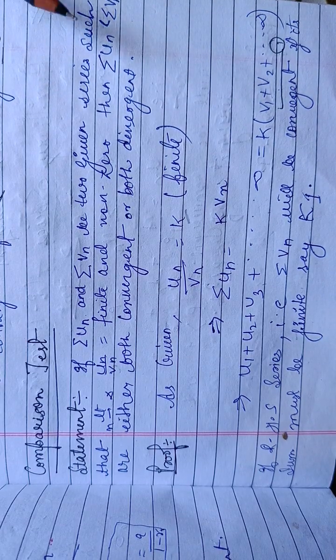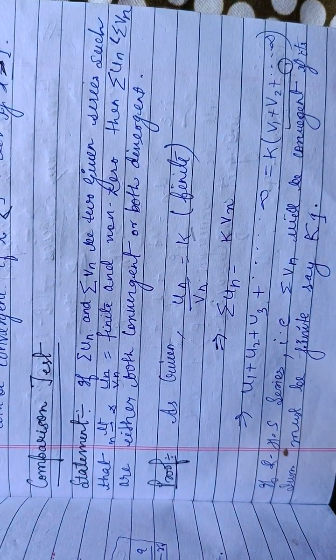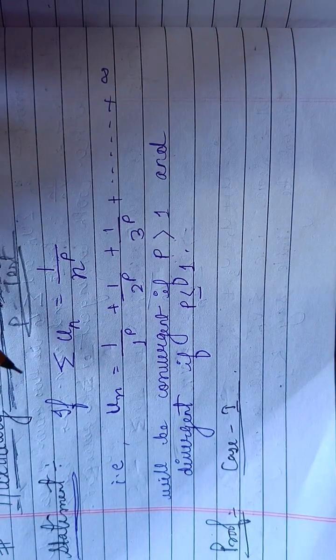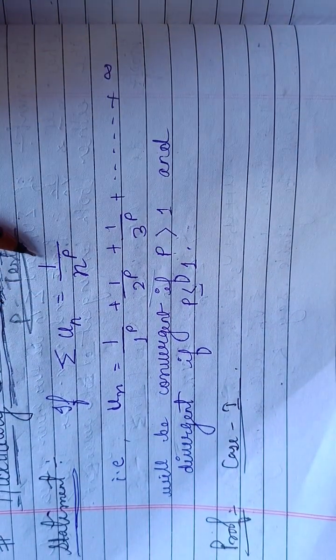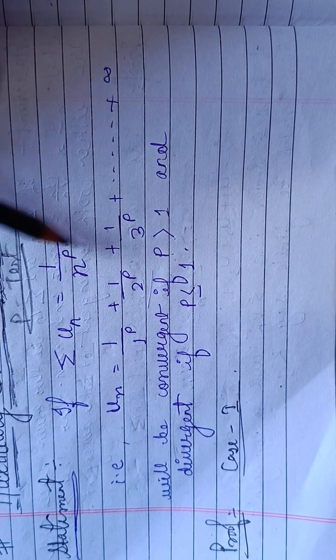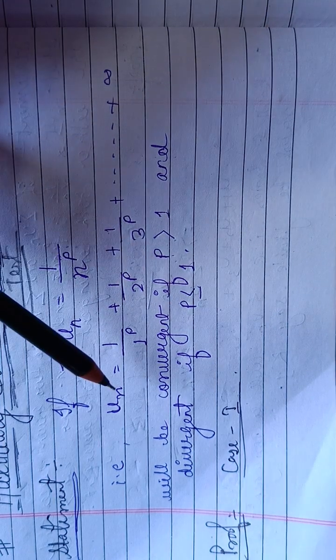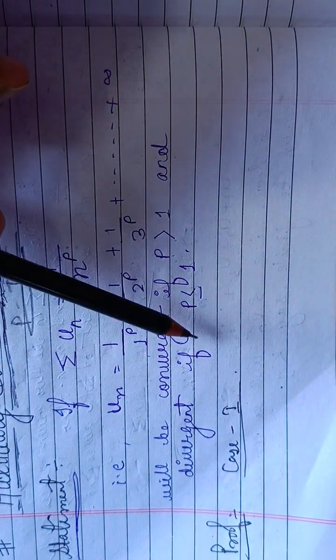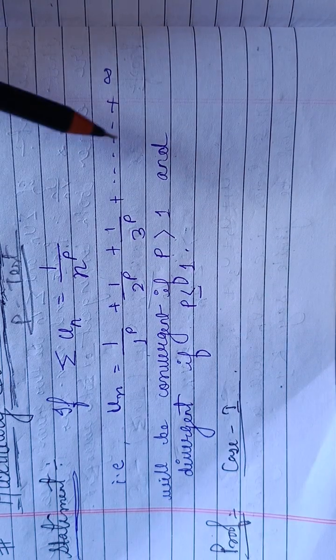Then we will apply the auxiliary test or P harmonic test or P test. Its statement says that if the series is in the form of 1 upon n to the power p, and if p is greater than 1, then it is convergent, and if p is less than or equal to 1, then it is divergent.